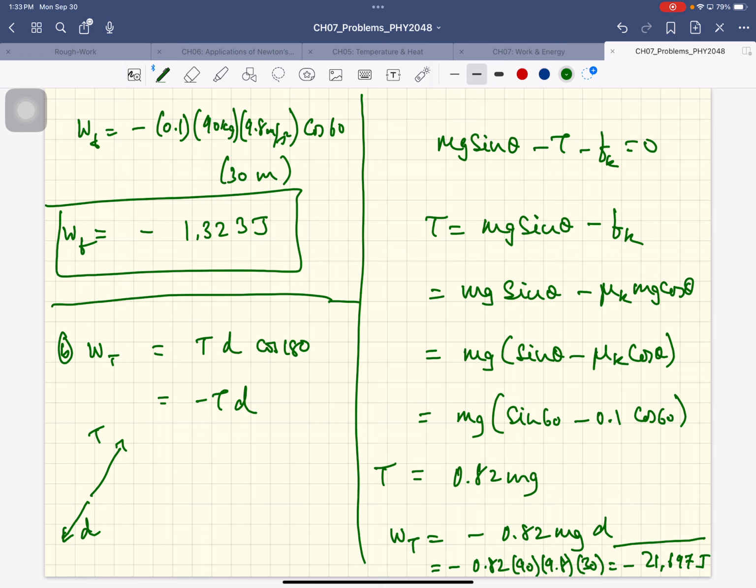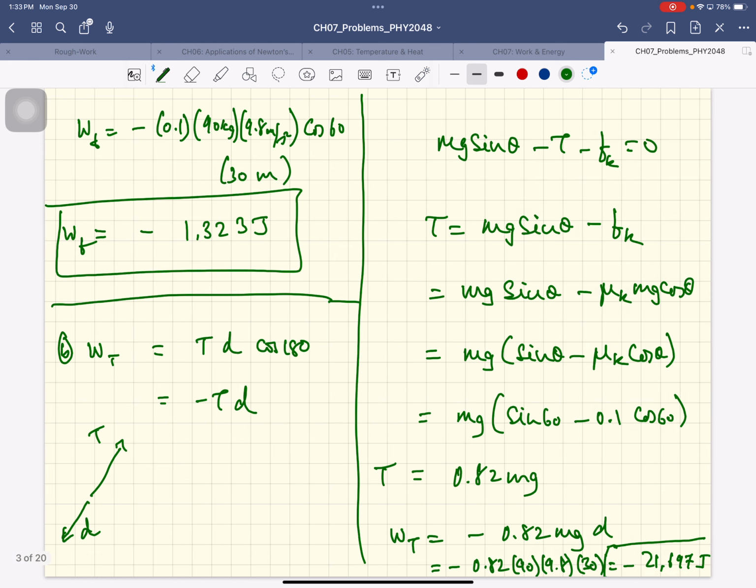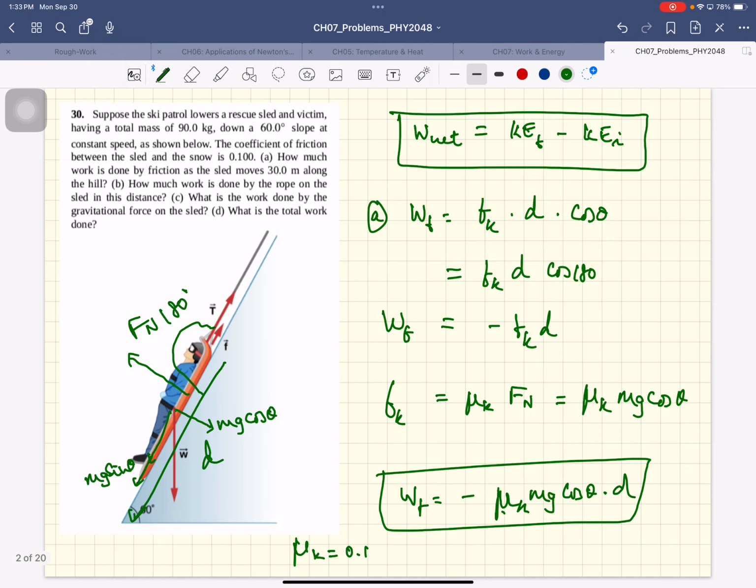Okay, roughly 22,000 joules. Now, they ask you, what is the work done by the gravitational force on the sled? Okay, so there's the gravitational force, there's the displacement, and so you can do it one of two ways, and this angle would be 30 degrees, so you could take that times d times cosine 30.